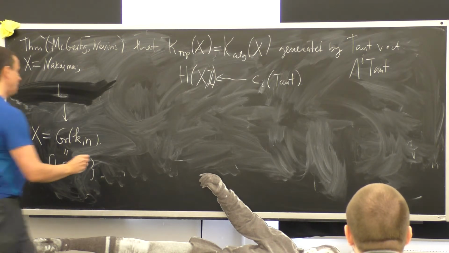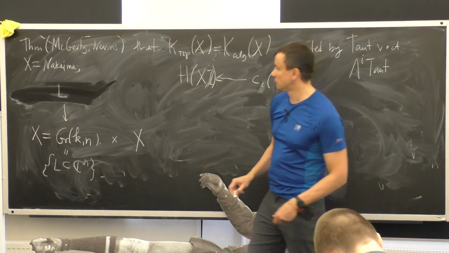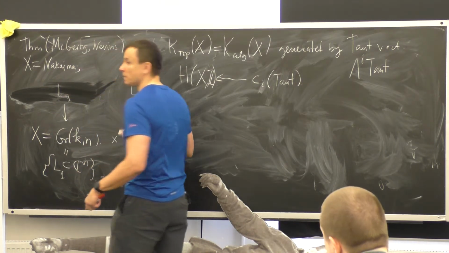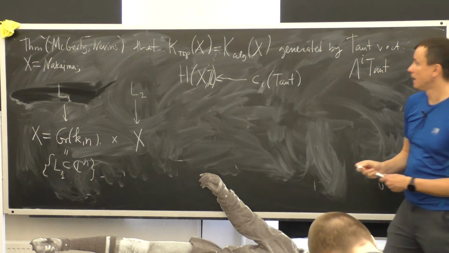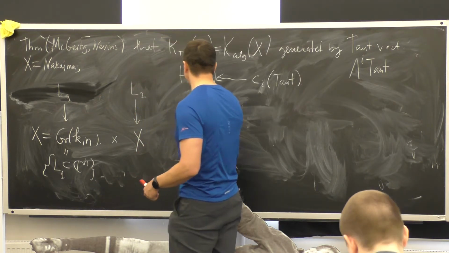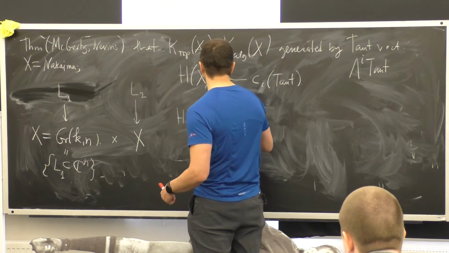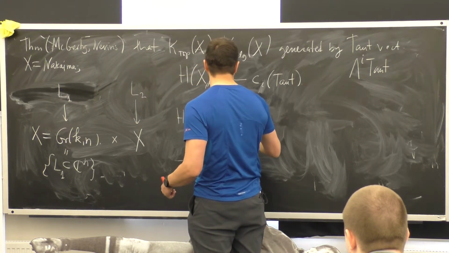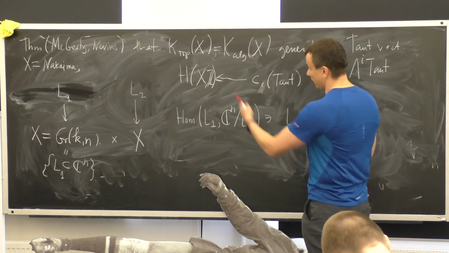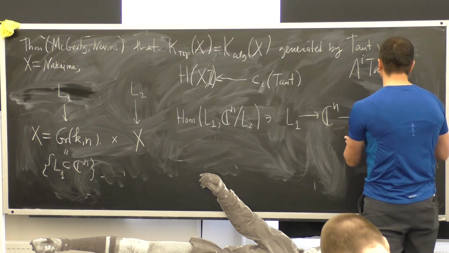And so now let's look at X cross X. This is another X. And so over the other X, maybe I'll just write L1, and there sits a bundle, which is L2. Then over this product, I have a tautological map. I have a tautological element in Hom from L1 to the quotient of Cn by L2. Namely, I take L1, which is by definition embedded in Cn, and then I can project to Cn mod L2.